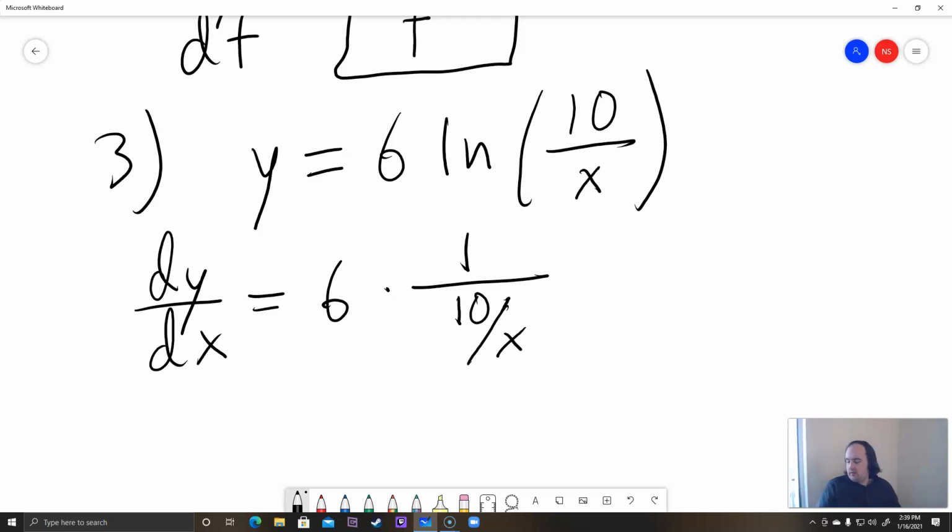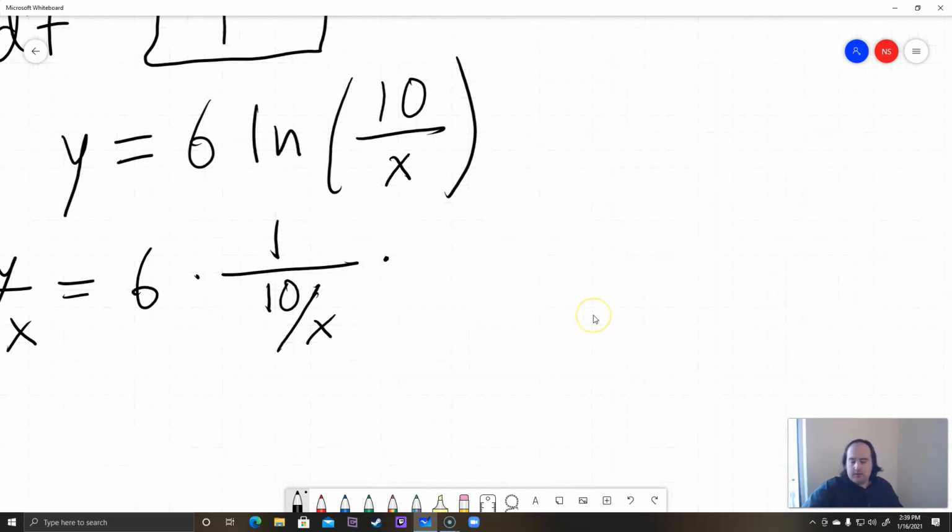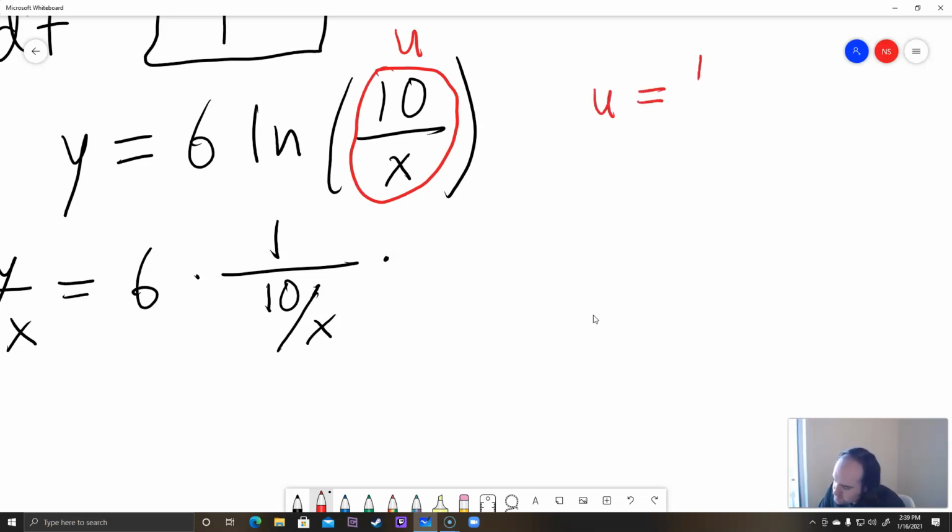Okay? So there's our 1 over u. And then we have to go ahead and multiply this times u prime. Okay, so over here, let's work out what u prime is. So once again, our u is the inner function. So here u is 10 over x. So if u equals 10 over x, then how do we find u prime? How do we find the derivative of 10 over x?